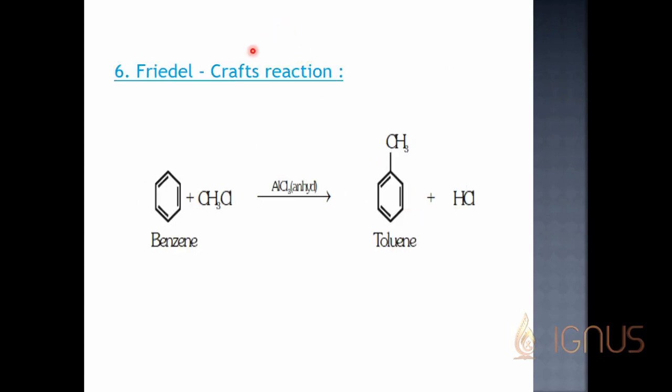Next important reaction is the Friedel-Crafts reaction. Here you can see benzene is made to react with methyl chloride in presence of anhydrous aluminum chloride to give toluene. This is very important. The reagent is very important. It will give toluene.